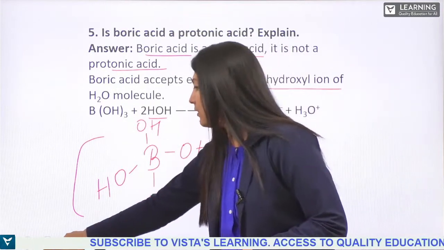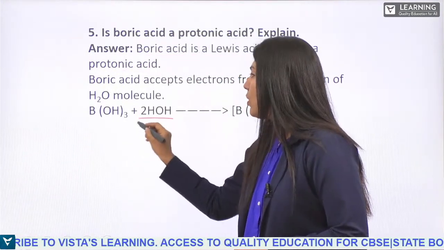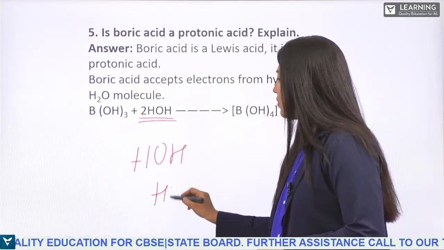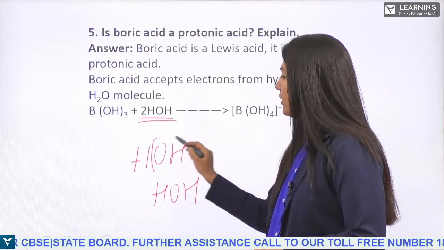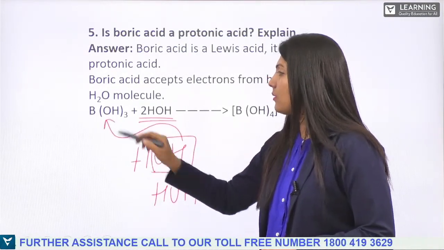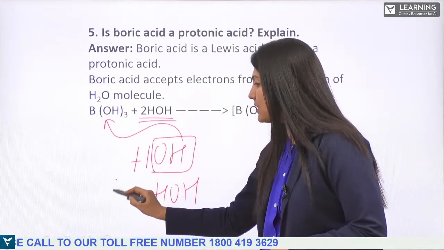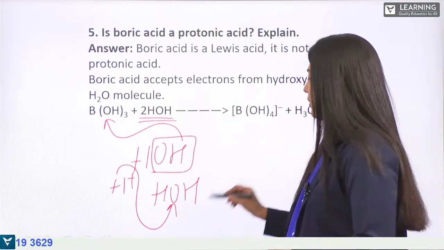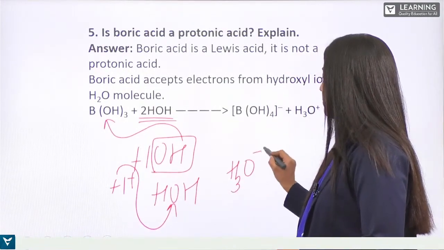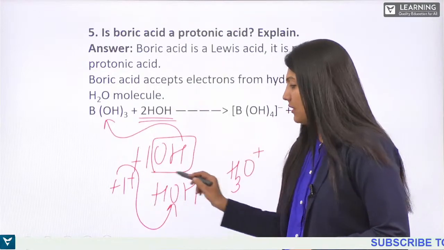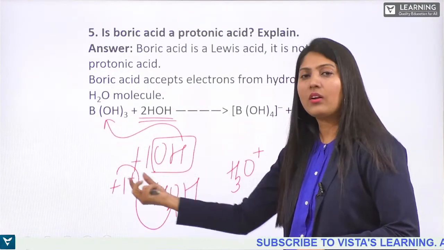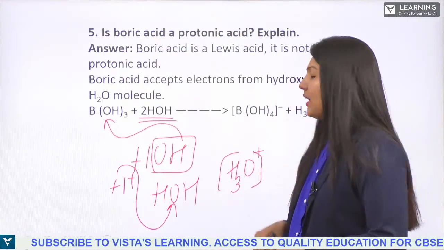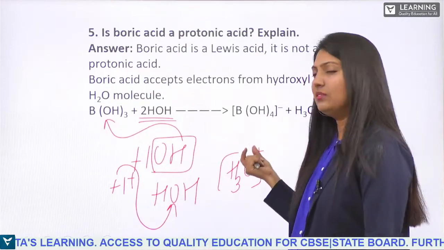And you can see here we have two water molecules. One OH goes with boric acid. So what does this H plus do here? It will come and attack the other water molecule and we get H3O plus. Why are we getting a positive charge? Because this is neutral, and we are adding an H plus ion, so the complete species gets a positive charge.